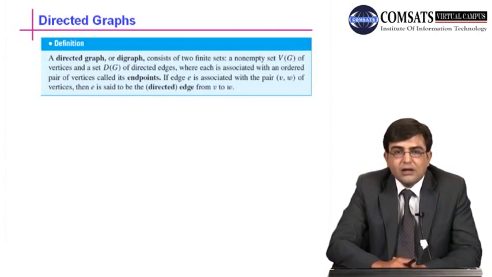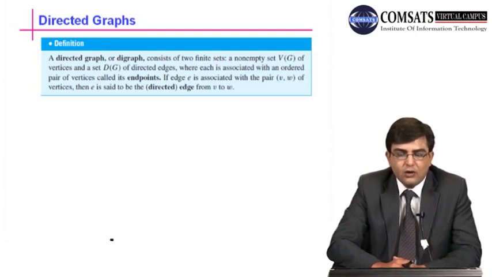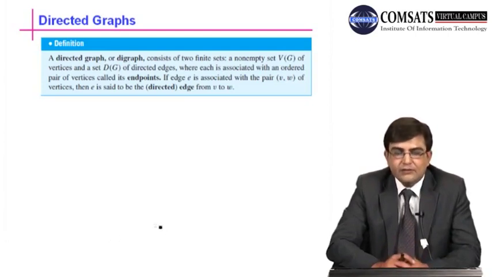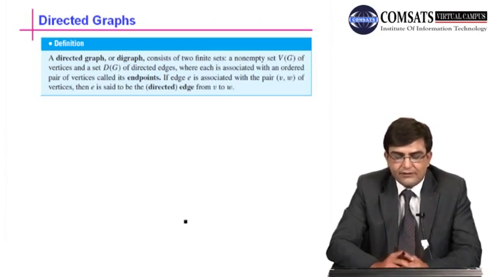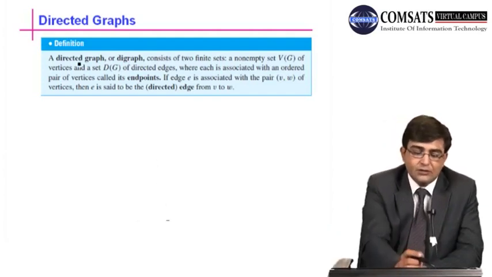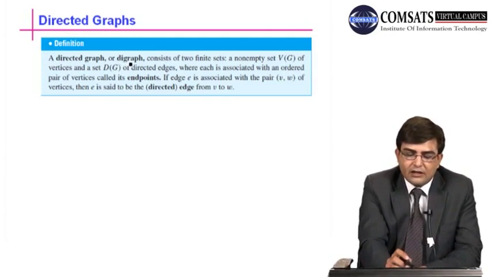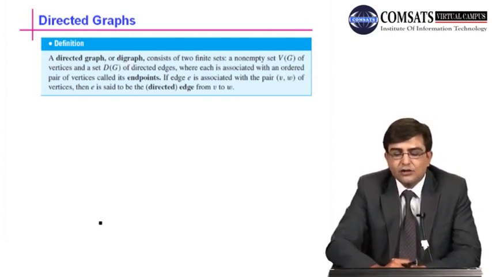Now what are directed graphs? Definition. A directed graph or digraph, we have discussed this when we discussed relations and functions. In that topic we also discussed the directed graph. Here, the directed graphs are the same as those graphs. A directed graph or digraph consists of two finite sets, a non-empty set V of G, which is the set of vertices, and D of G, which is the set of directed edges.